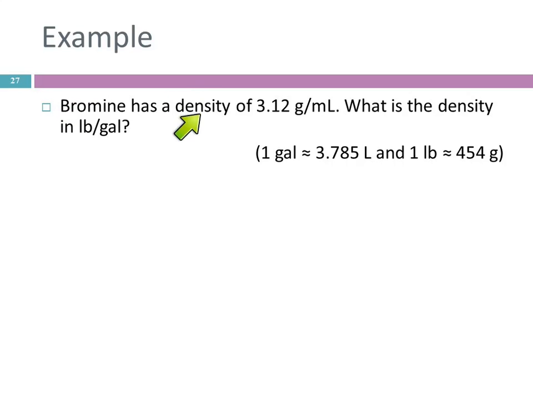Bromine has a density of 3.12 grams per milliliter. What is the density in pounds per gallon? And we're given some information here. What are we looking for? Pounds per gallon. So I'm going to write that down over on the right side. Pounds per gallon. And what are we starting with? 3.12 grams per milliliter.